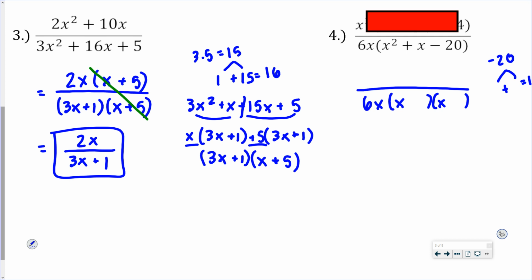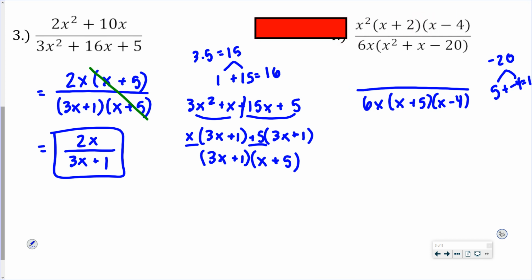5 and negative 4. Those would indeed multiply to negative 20 and add to 1. All right, so we have to finish factoring that. And as I mentioned, my top is already factored. Another thing I tell students is usually you're going to have something that cancels out. If you need a little hint, and you see an x plus 2 and x minus 4 in your numerator, that might be a hint that there's one of those in your denominator. Not always, but usually that's how a lot of these problems work out.